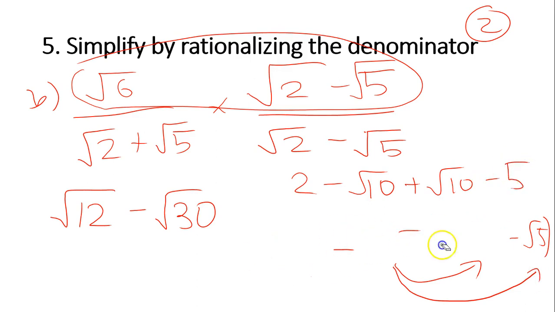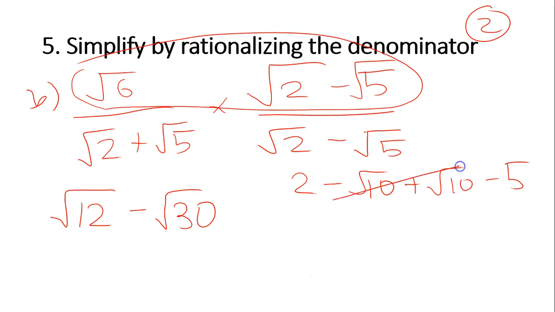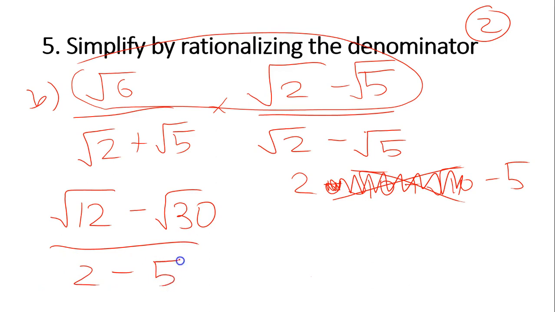So let's erase this part now. And I'm pretty sure you can already see the fact that minus root 10 plus root 10 is equal to 0. Cancels. Sorry, this part is also gone. And therefore, we have a bottom of 2 minus 5.